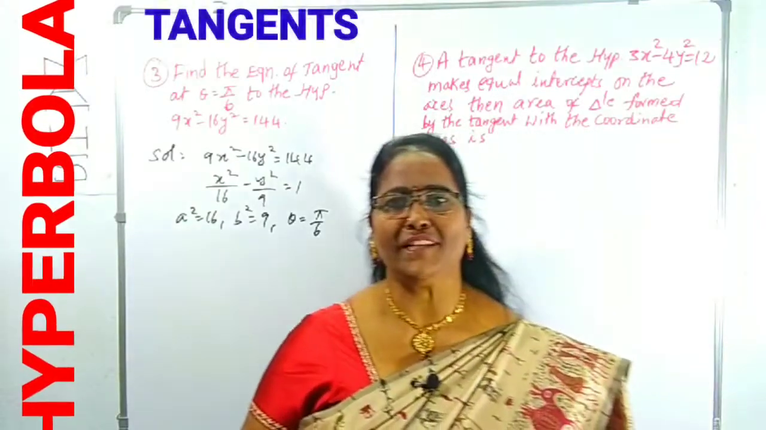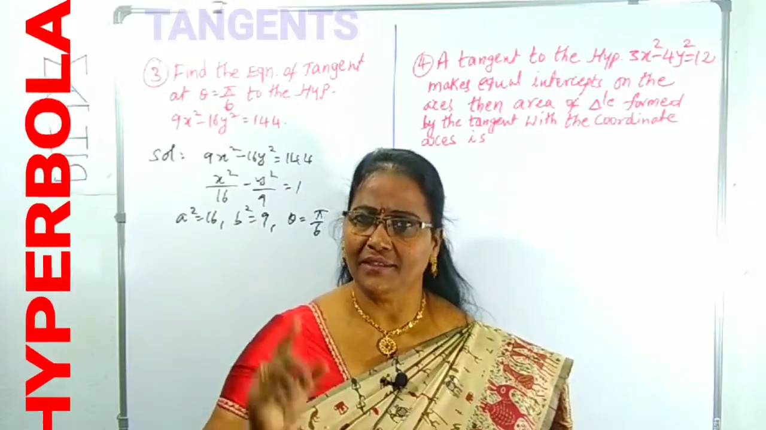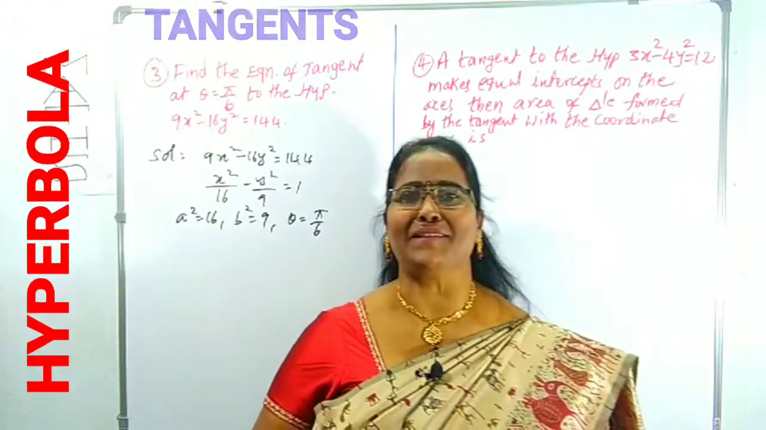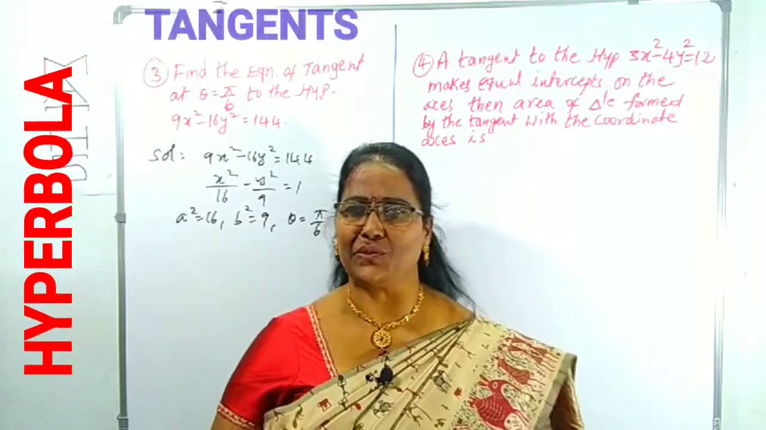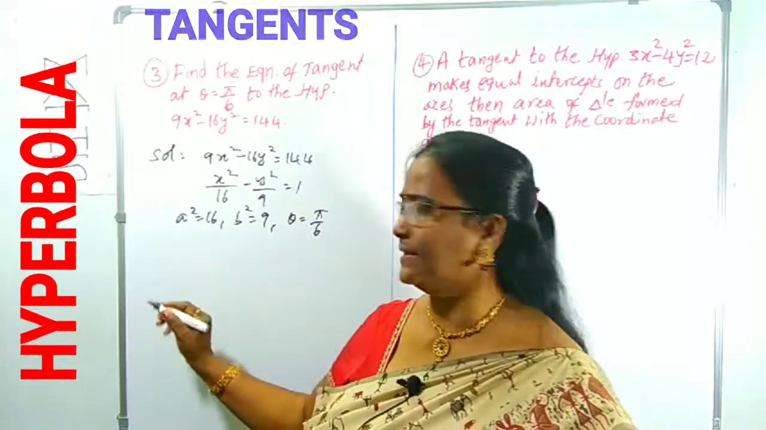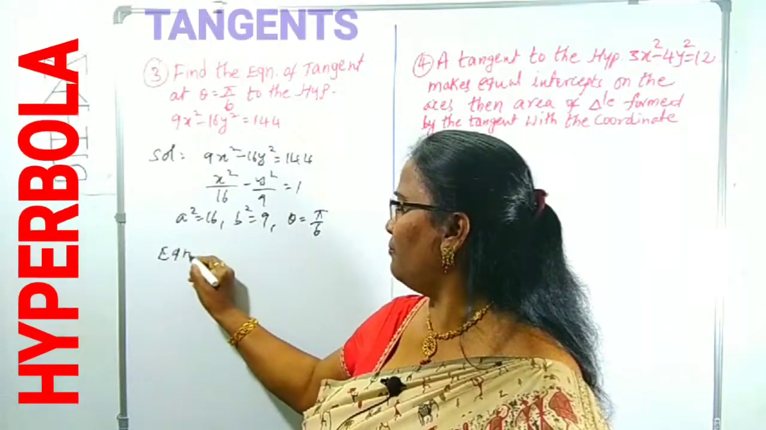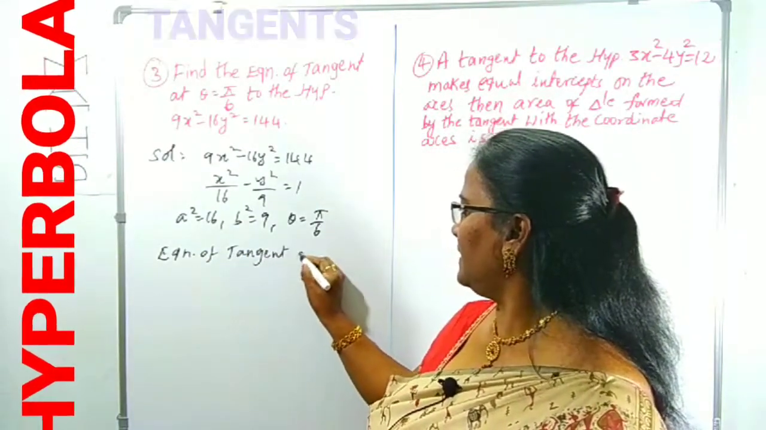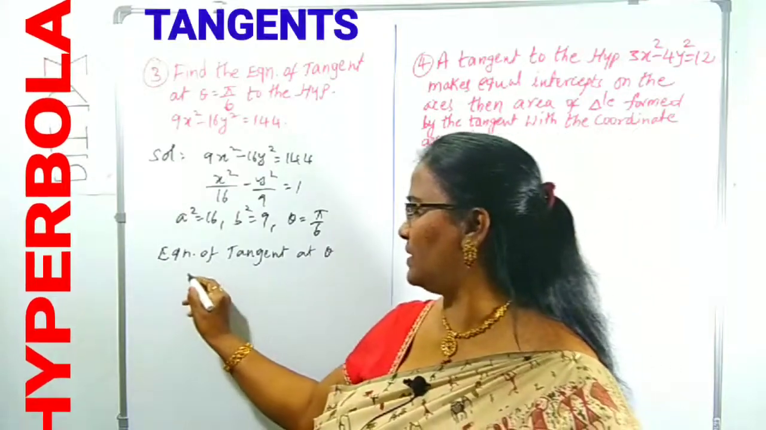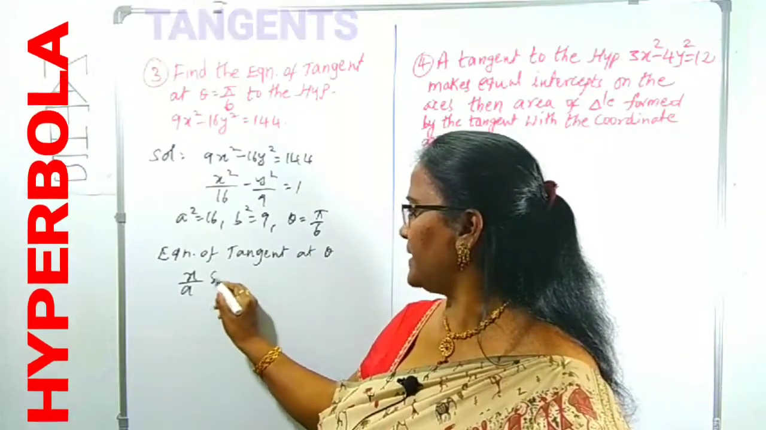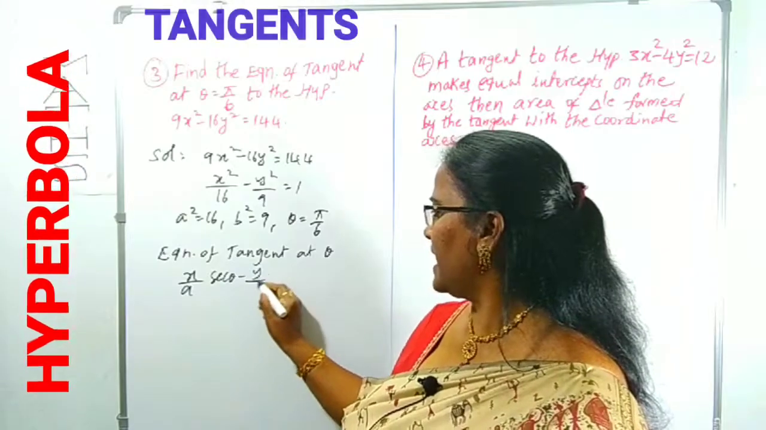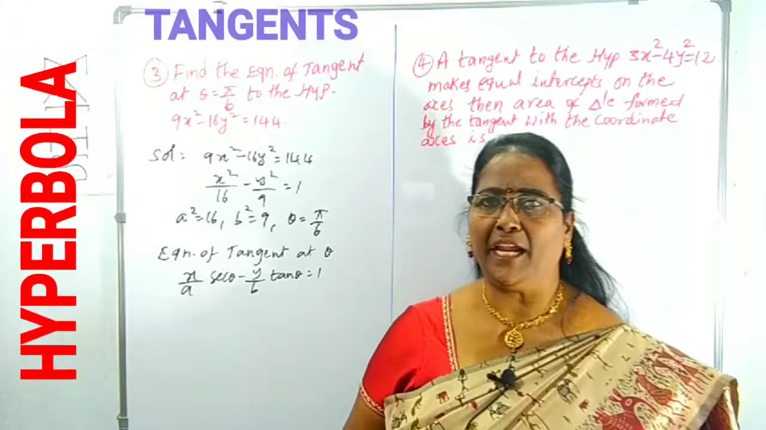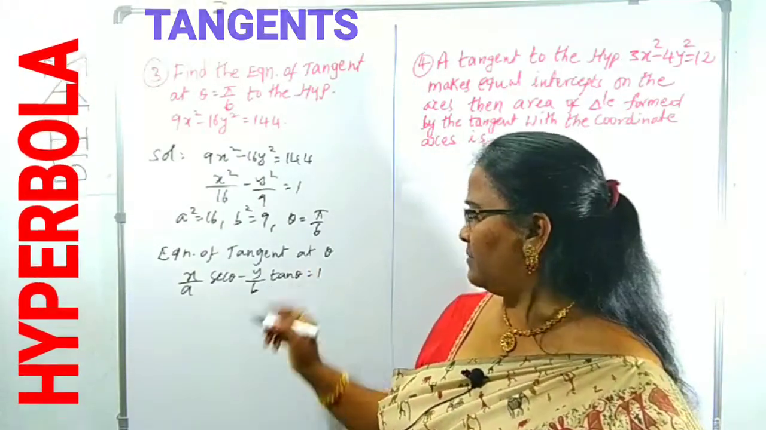Now what is the equation of tangent at the parametric point? Exactly, x by a sec theta minus y by b tan theta is equals to 1. That one you are going to use here. Equation of tangent at theta is x by a sec theta minus y by b tan theta is equals to 1. Substitute the a, b and theta parameters.